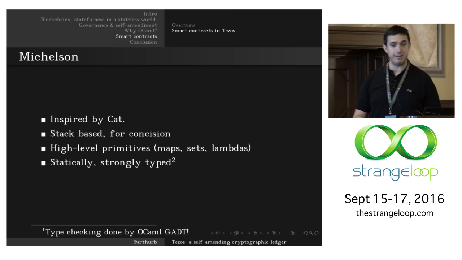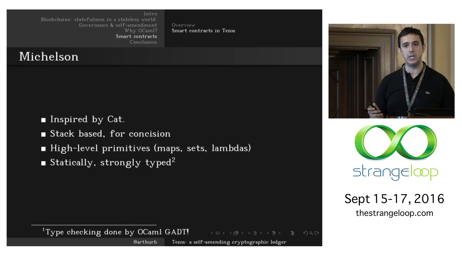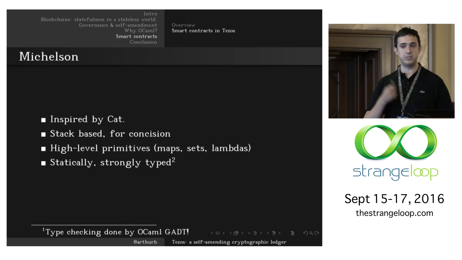So the language we designed for Tezos is called Michelson. It's inspired by CAT, which is, I think, now a defunct project. CAT was a stack-based, statically typed functional programming language. So we're also stack-based because I think it enables concision, and we don't typically need a ton of local variables when writing smart contracts. It has high-level primitives: maps, sets, lambdas. We want as many high-level primitives in it as possible because it makes you more concise and it's easier to reason about. And it's statically and strongly typed.